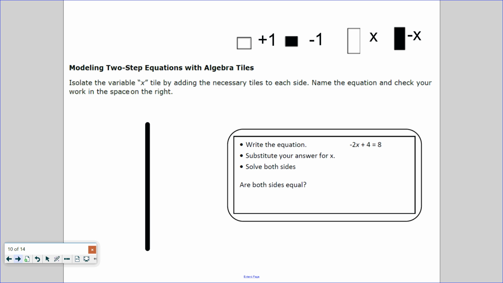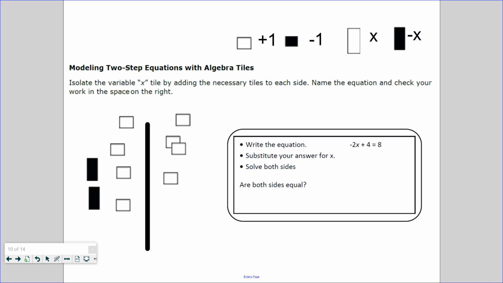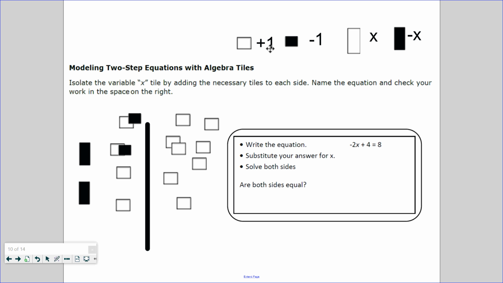And our last example, we have -2x plus 4 equals 8. I need to isolate the x's with -4. Don't forget to balance it on the other side. So what happens to these? These will cancel. These will zero pair out. So we have 4 positives.